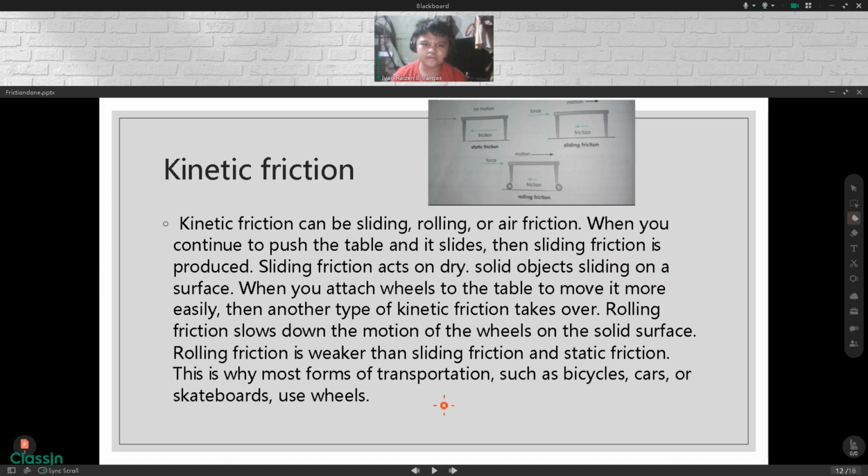Now, what if you attach wheels to the table to move it more easily? Then another type of kinetic friction takes over. Rolling friction slows down motion of the wheels on the solid surface. Rolling friction is weaker than sliding friction and static friction. This is why most forms of transportation, such as bicycles, cars, or skateboards, use wheels.